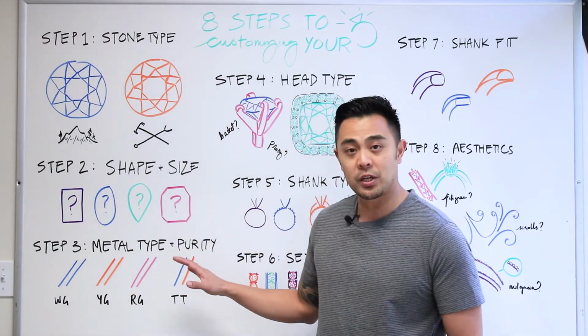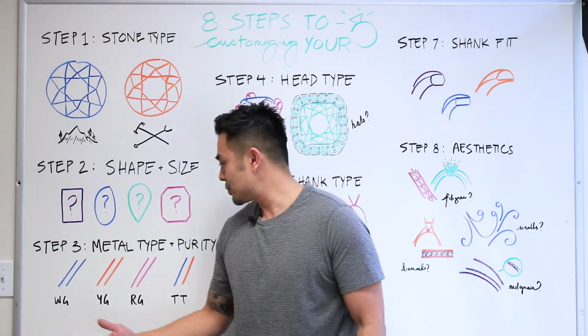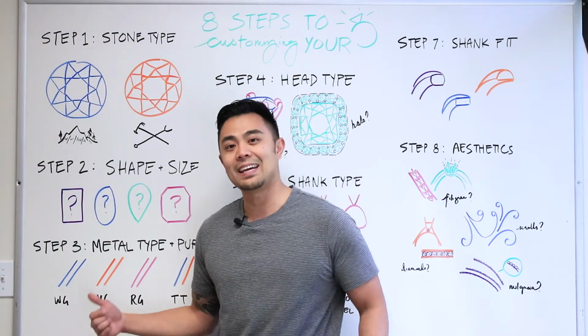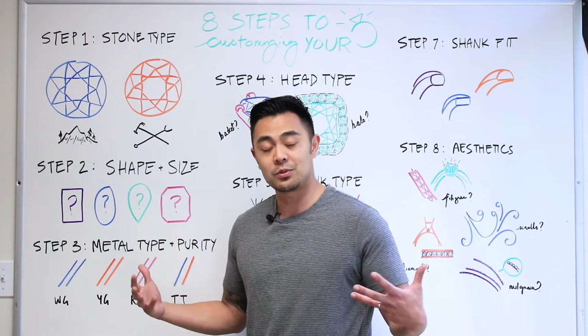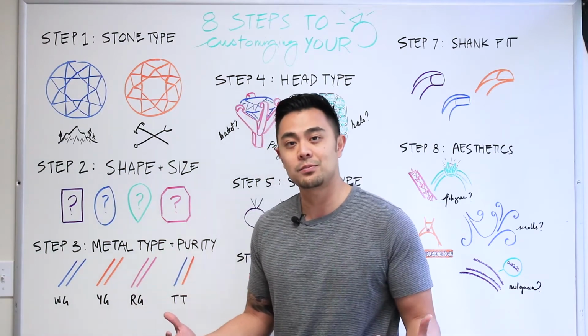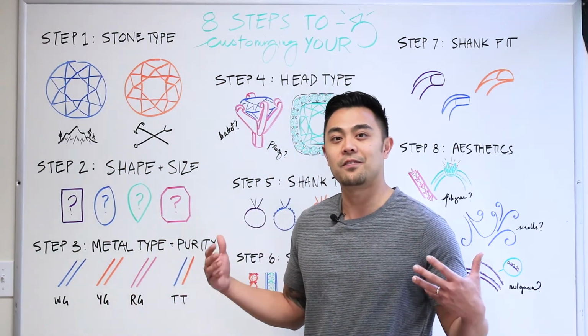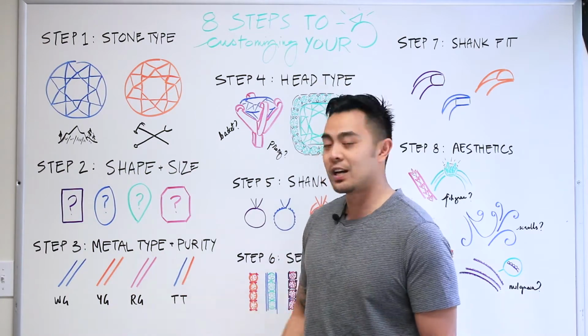And we have different purities as well. So in other words, when you do gold, it could come in 14K, 18K, 22K. And platinum, it's 90% platinum. It's not called 900 platinum. 95% platinum is called 950 platinum, all right? So that's metal type and purity.